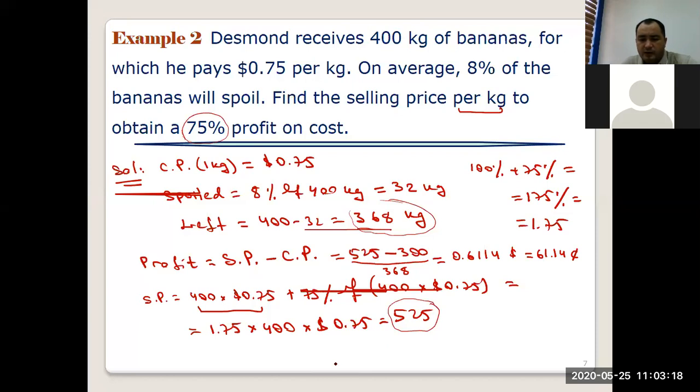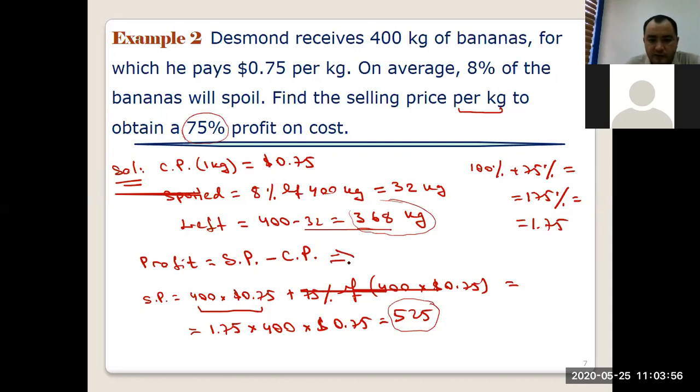Okay, Ropi, are you there? Yes, sir, I am here. Oh, we need to find the selling price. So this one is the total actual selling price, right? No, we made a mistake here. Ropi, we made a mistake. You didn't see that mistake. Okay. Good.